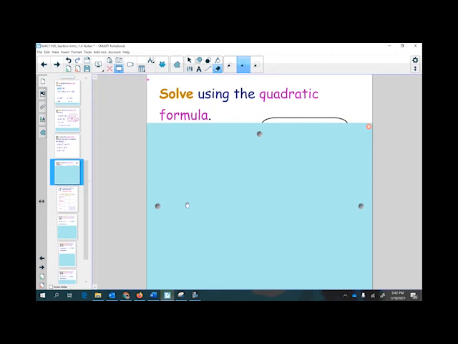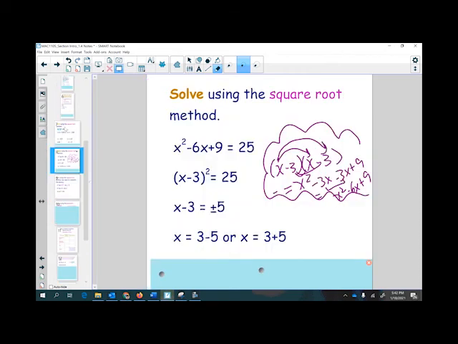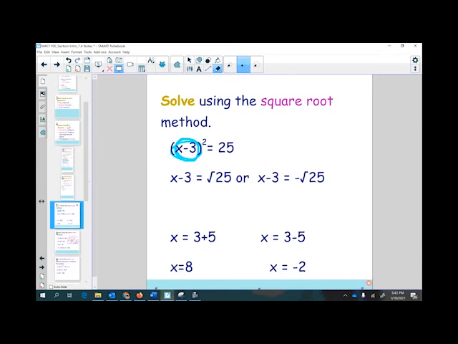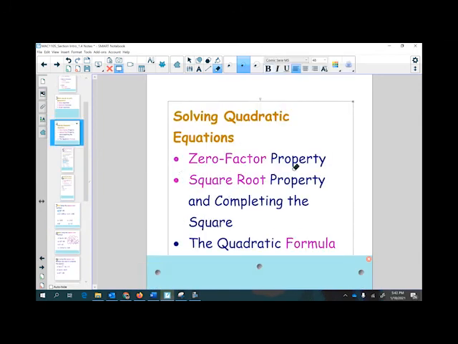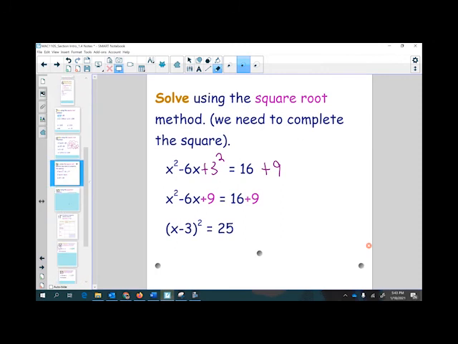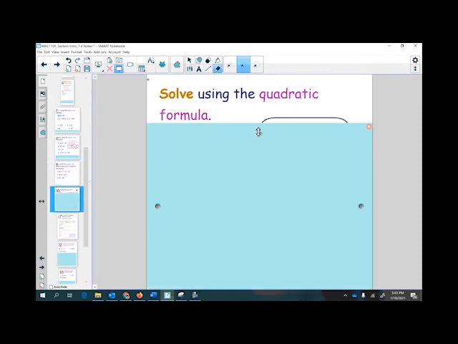So now we've talked about how to use the zero factor property. That was our first tool. The second tool was the square root method, which sometimes requires an adapter piece, which is completing the square. So let me just go back to this, just to review what we've done so far. Zero factor property, square root property with sometimes needing a converter or an adapter of completing the square. And now we're looking at the third tool, which is the quadratic formula. Do you guys remember what that looks like?